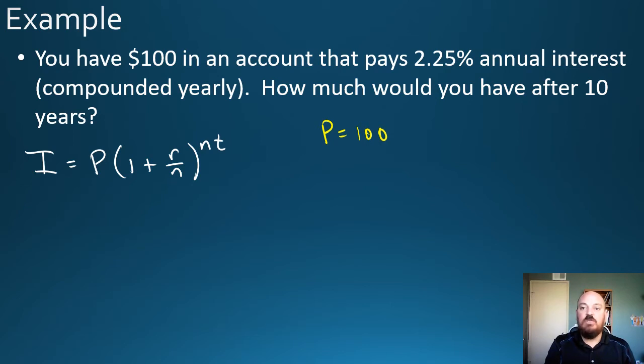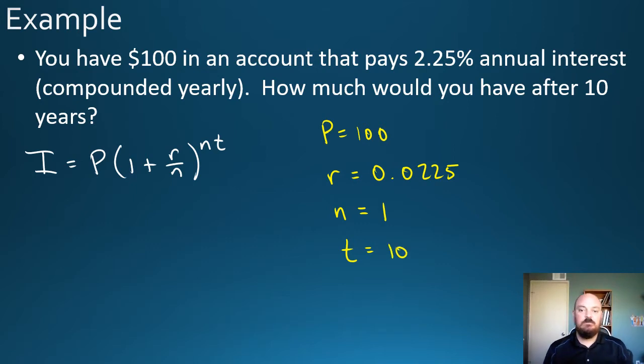The account pays 2.25% annual interest. That's R. But remember, move the decimal place twice. It's 0.0225. If you only move the decimal once, if you put like 0.225, you're saying 22.5% interest, and again, your answer will be way, way off. Then in parentheses, it says we are compounding yearly. Yearly means one time per year. That's n. So n is 1 for this question. And how much would we have after 10 years? That's t. T equals 10 years.